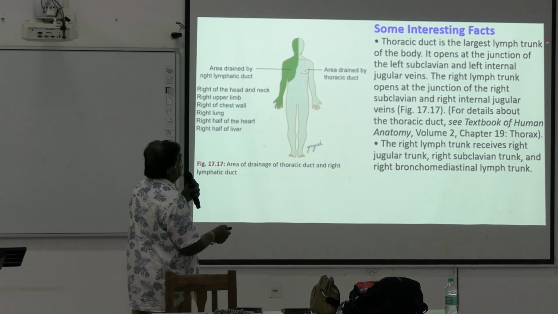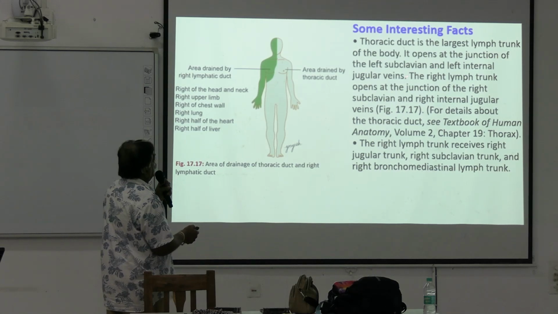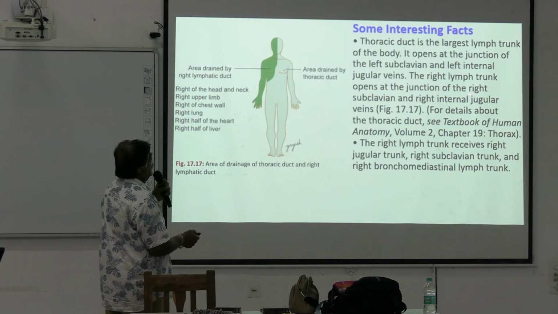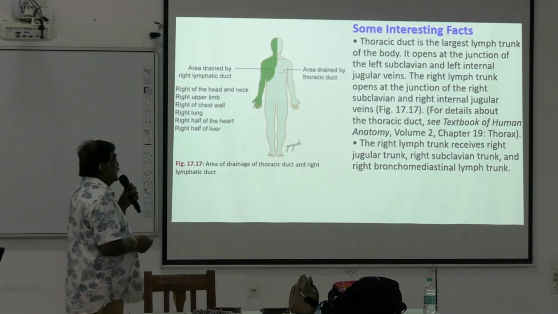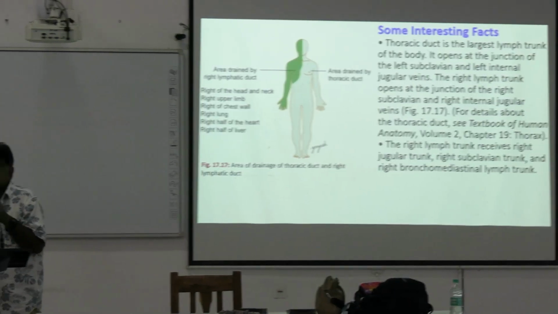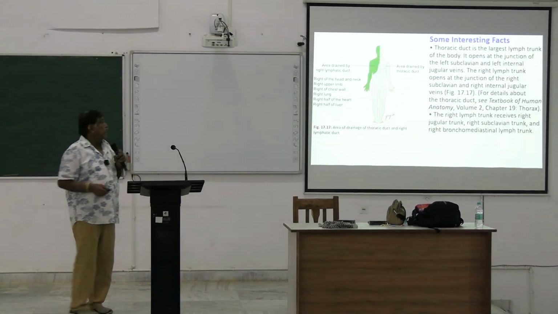The thoracic duct is the largest lymph trunk of the body. It opens at the junction of the left subclavian and left internal jugular veins. The right lymph trunk opens at the junction of the right subclavian and right internal jugular veins. For details about the thoracic duct, you have to read thoracic duct. When you read thorax, you just revise again.